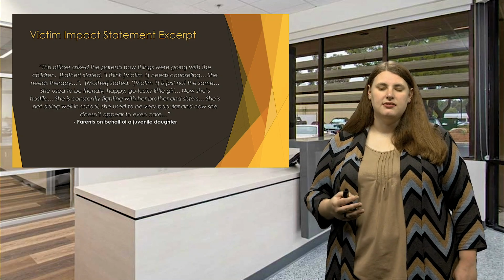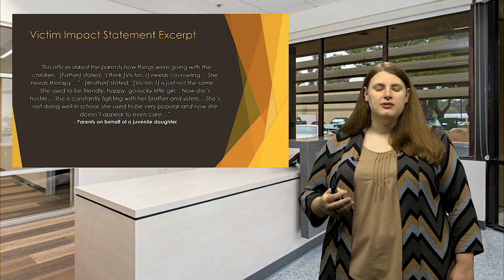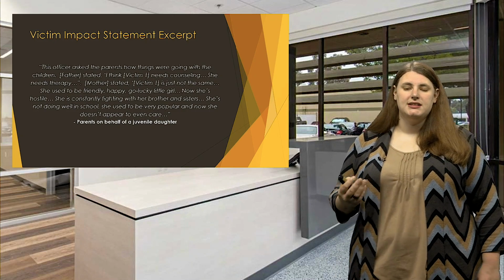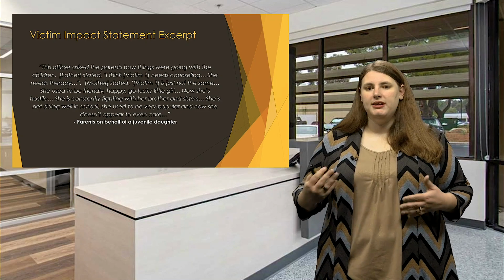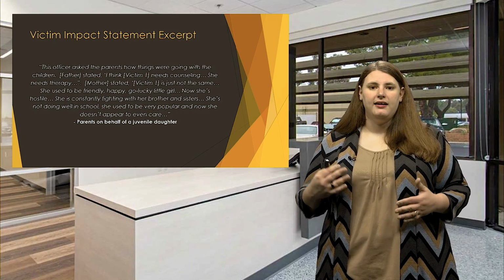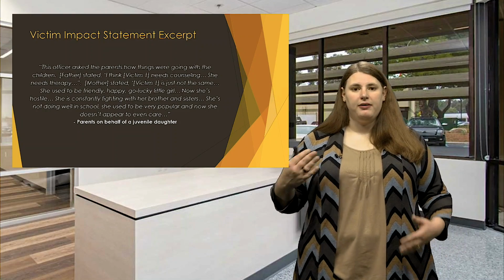Now she's hostile. She's constantly fighting with her brothers and sisters. She's not doing well in school. She used to be very popular, and now she doesn't appear to even care. So again, all of these things are helping the judge determine what kind of trauma the crime had on the victim and what's an appropriate restitution.